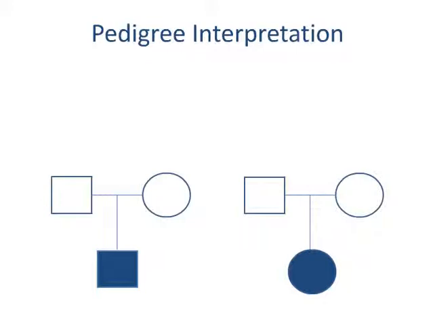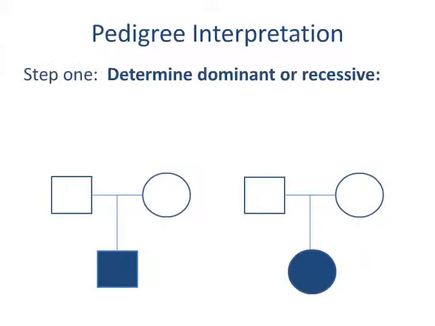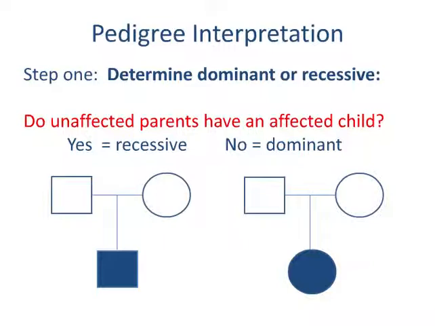Here's a quick method that I utilize to determine the mode of inheritance from pedigrees. The first step is to determine if it's dominant or recessive. This can be done by asking the simple question, do two unaffected parents have an affected child? If the answer to this question is yes, it is a recessive inheritance pattern. If all affected individuals have an affected parent, it is a dominant inheritance pattern.